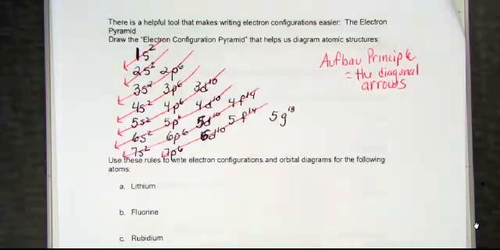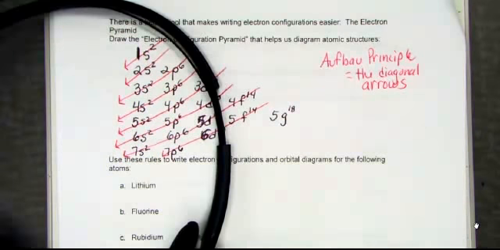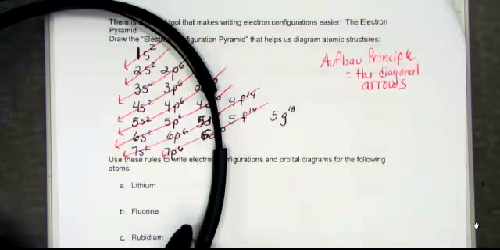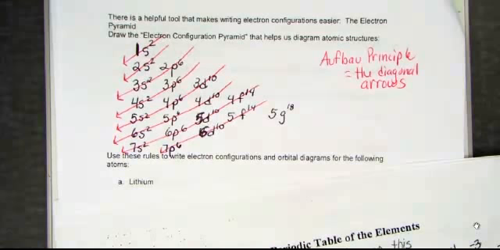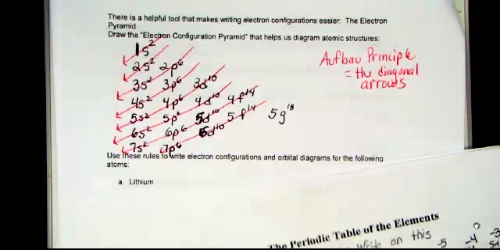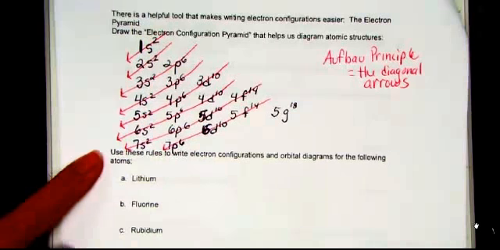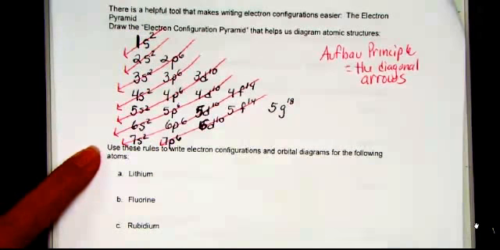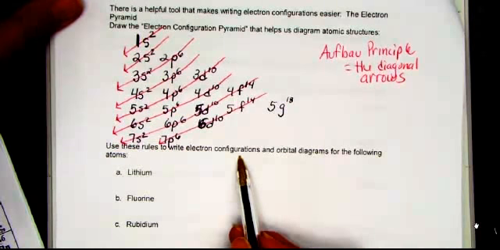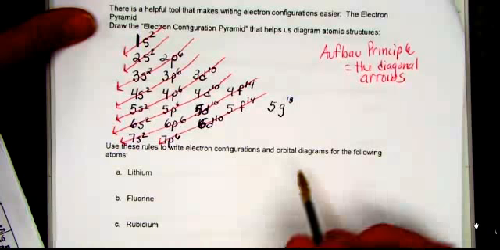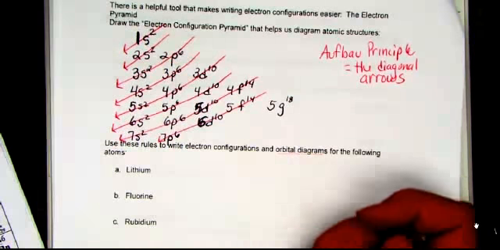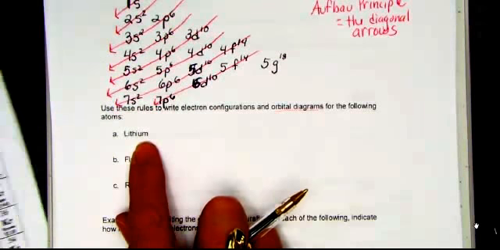Let me grab a periodic table a moment. Thanks for your patience. What I wanted to do was to actually use these rules now and do some examples with you. We're going to use the rules, the Aufbau principle, the Pauli exclusion principle, and Hund's rule, and we're going to write what are called electron configurations, and I'll represent the electrons in orbital diagrams for the following atoms. Let me model with you.